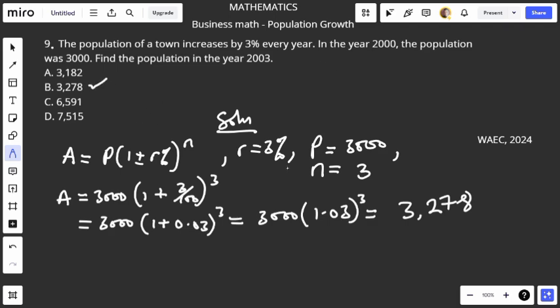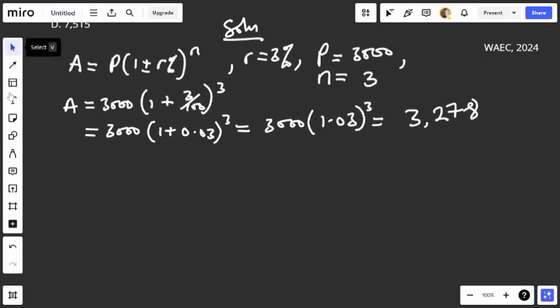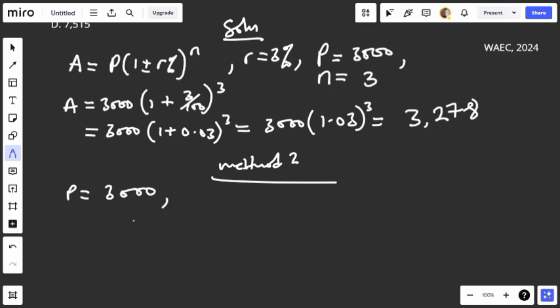So this is the first way to do this. The second way is a bit of a long process but is good for proper understanding. Let's proceed to method 2. In method 2, we have our P to be 3,000 and our R to be 3%.